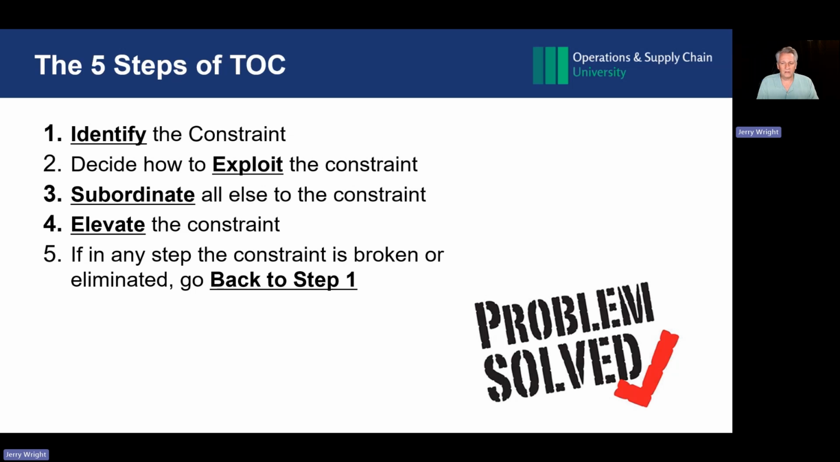So this is ongoing improvement. The theory of constraints is really a continuous improvement thing. We find one constraint, we eliminate it. We find the next constraint, we eliminate it or maximize it. And we just keep going until we've eliminated all the constraints.